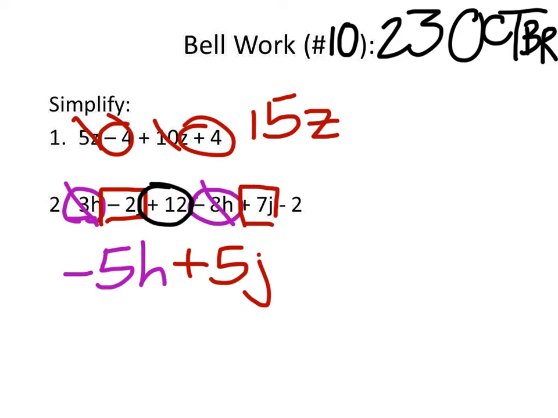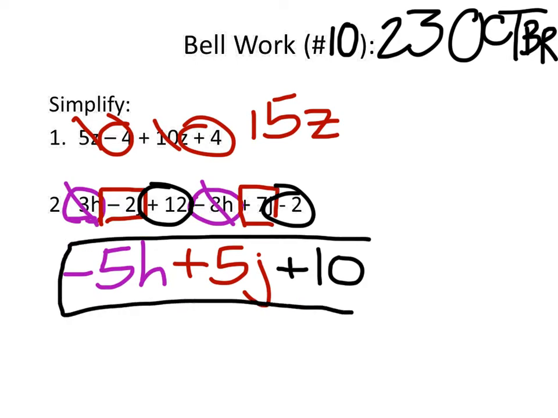Well, then we've got this 12 minus 2, which is a positive 10. Bam! This is done. Yes, it can be written in many different ways. Maybe you got 5j minus 5h plus 10, or something to that effect.